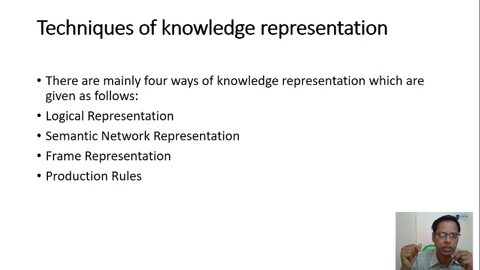Before starting the first topic, that is techniques of knowledge representation. What are the different techniques of knowledge representation? There are basically four types of representations: logical representation, semantic network representation, frame representation, and production rules. So the first one is the logical. When we are trying to search for a specific word, the word will be searched according to the logical representation.